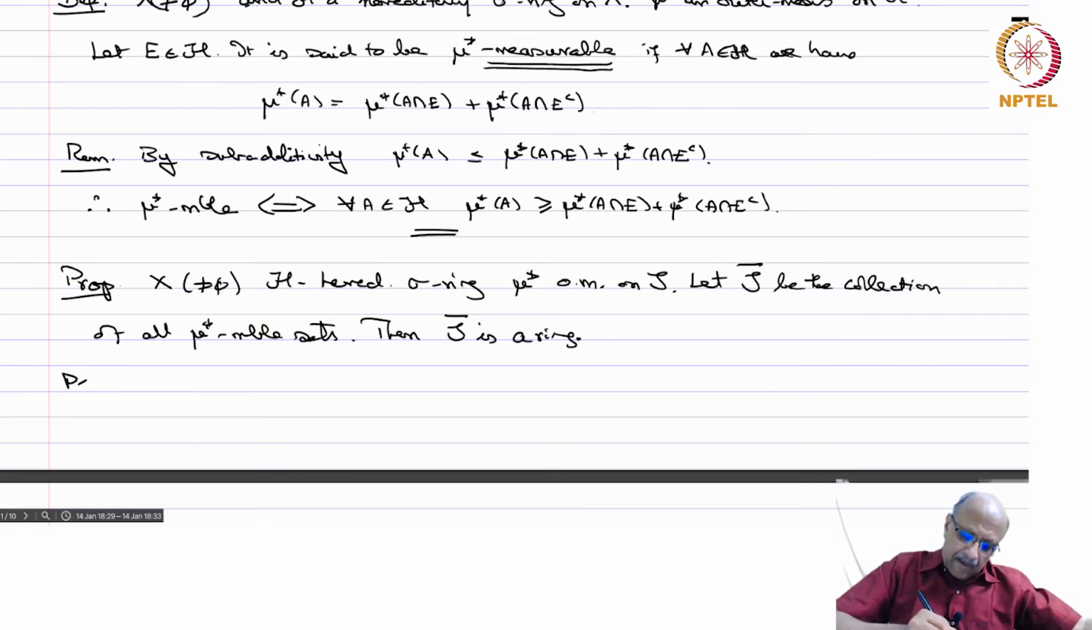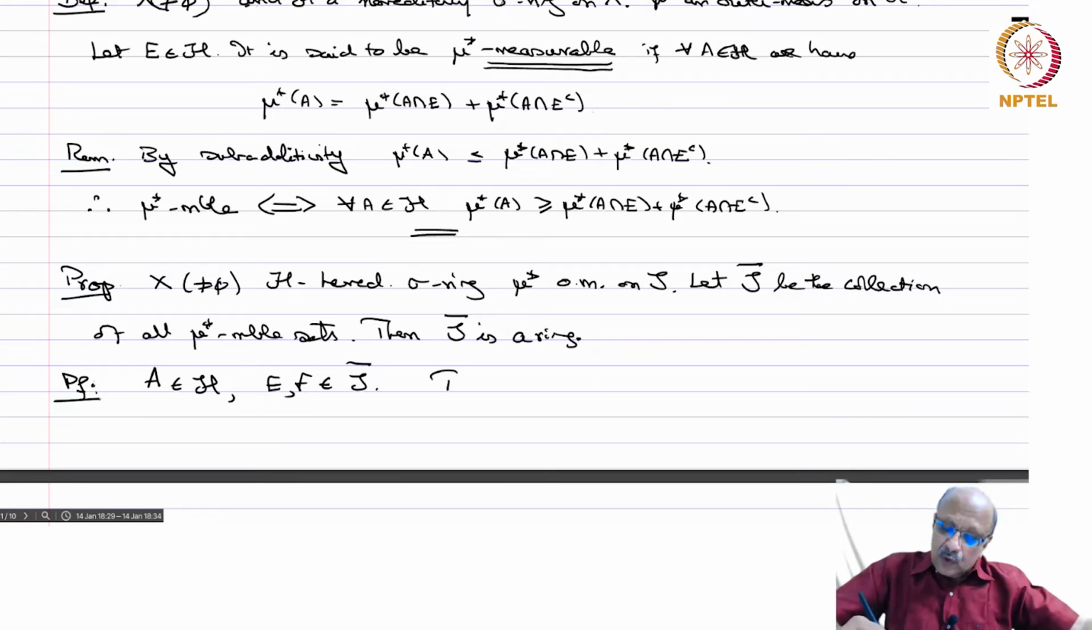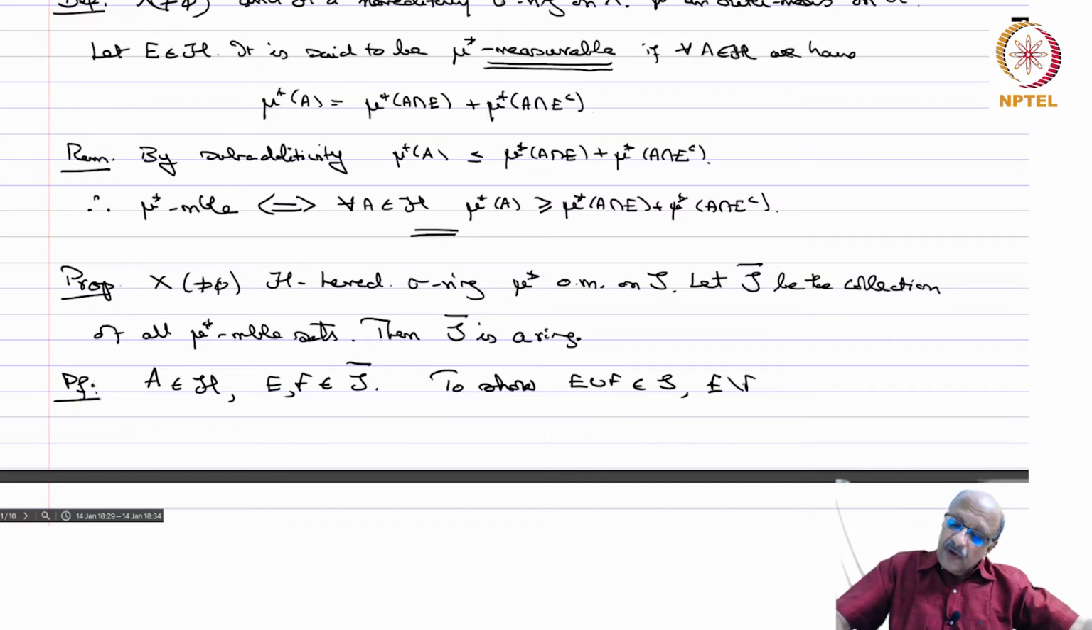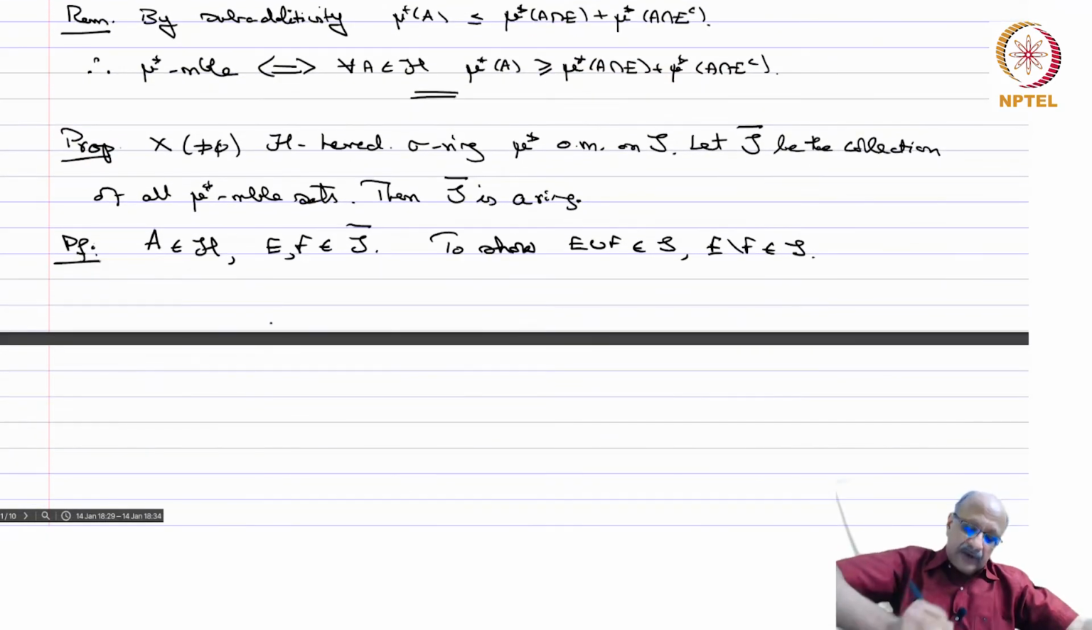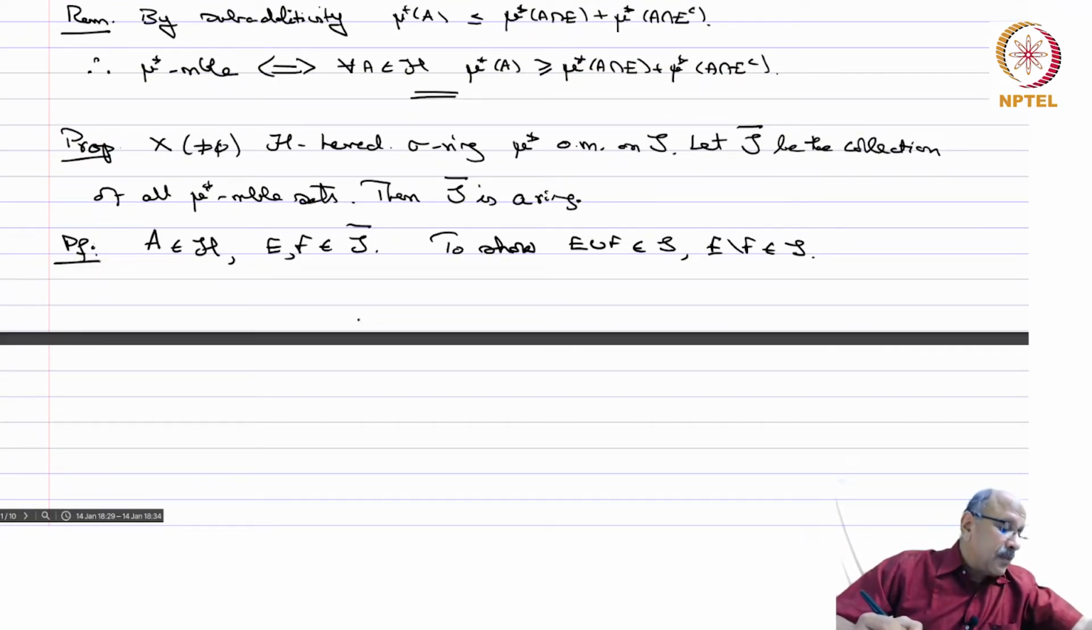Okay, so proof. We want to show that it's a ring. So that means we have to show that it is closed under unions and closed under differences. So let us take A in H and E and F in S bar. They are mu star measurable sets. So we want to show E union F belongs to S bar and E minus F also belongs to S bar. Okay, so this is what we need to show. For arbitrary A, we have to show one of those properties above.